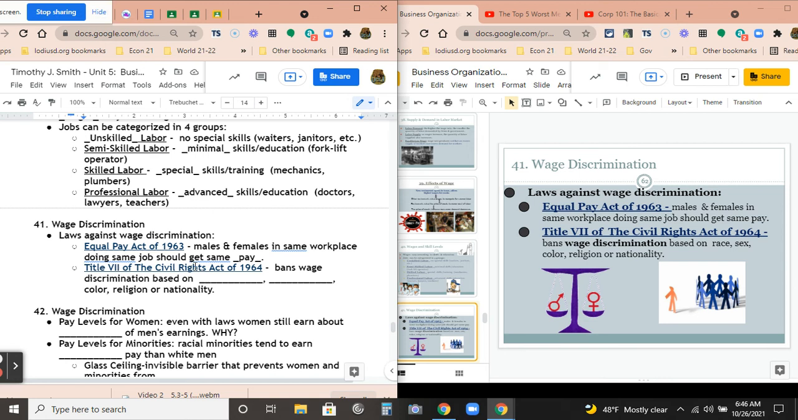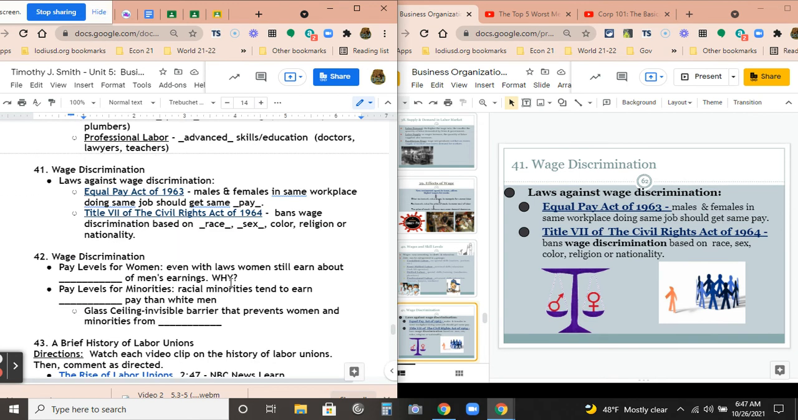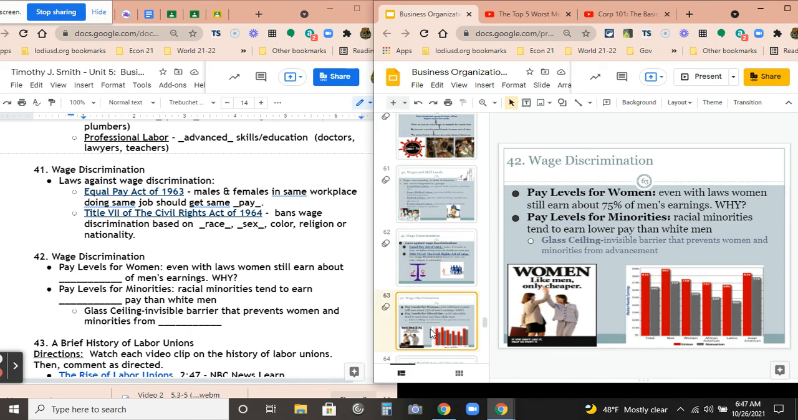Title VII of the Civil Rights Act of 1964 bans wage discrimination based on race, sex, they mean gender here, color, religion, or nationality. I think eventually sexual orientation or preference would be added to this as well. You're supposed to pay people for the work, not based on whatever group they identify with. Those are the symbols for male and female. And then you see some workers lined up together.